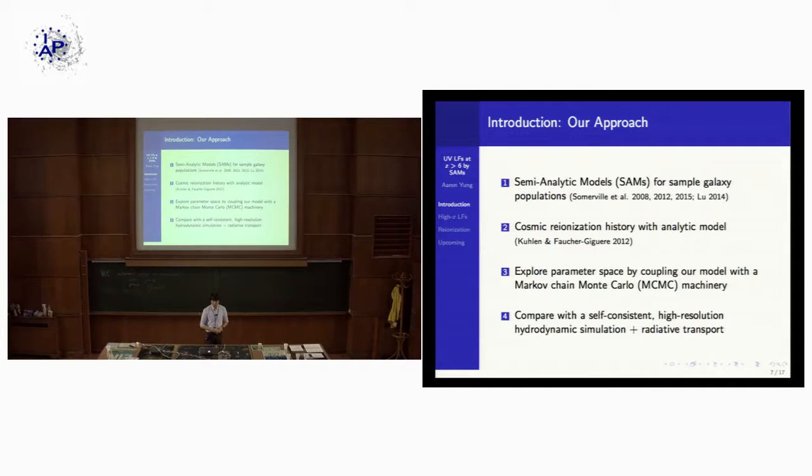So the following is a brief outline of our approach. We obtained our sample galaxy population from across a wide range of redshift from our SAMs. And then we apply the SAM's output to an analytic reionization model, which allows us to efficiently forecast the cosmic reionization history. And then we will compose both the SAMs and the reionization model into an MCMC machinery, which allows us to systematically explore the parameter space. And after that is done, we will build and compare our result with a self-consistent, high-resolution numerical simulation for reionization. And using that, we'll be able to provide useful forecasts for upcoming high-redshift observations.